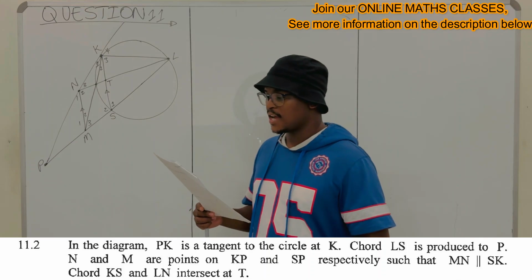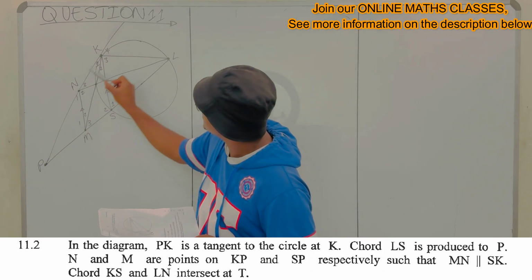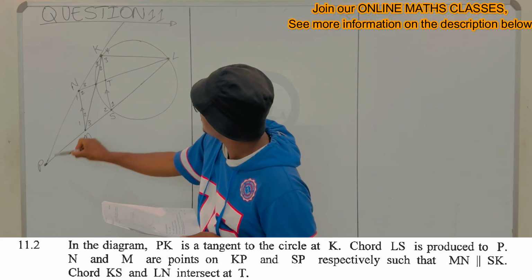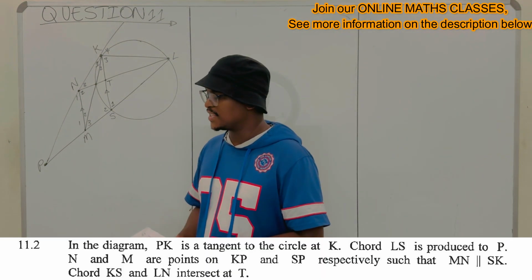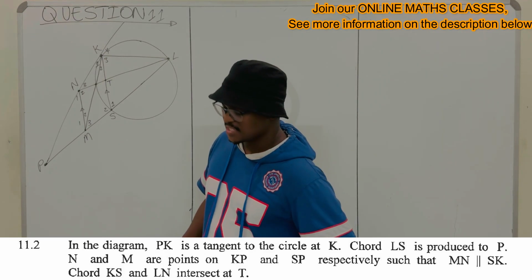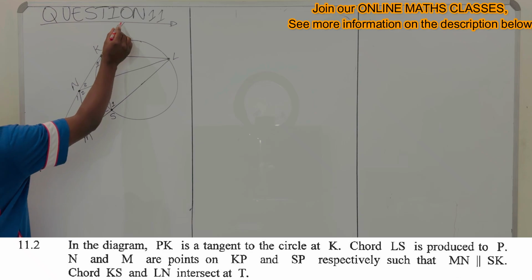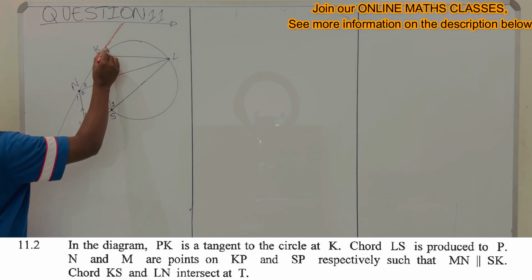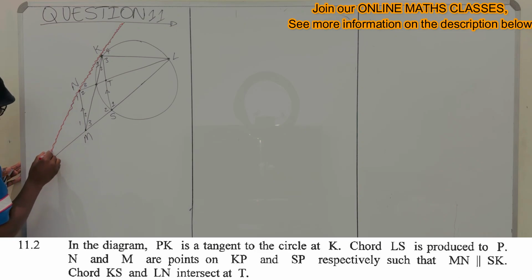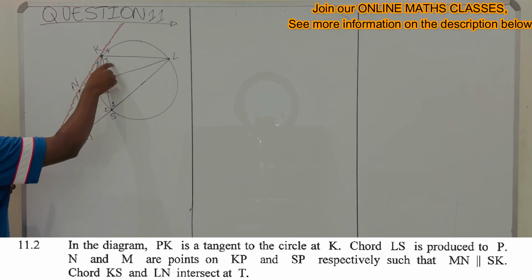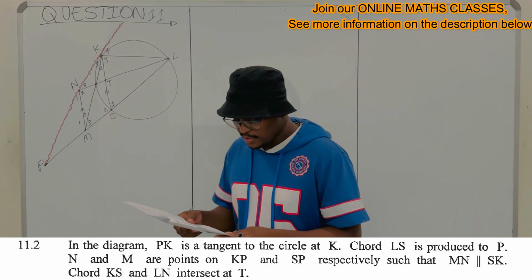So let's have a look at the diagram. They're saying PK is the tangent to the circle at K. So here's P, here's K. So this line PK over there is the tangent to the circle at K. So let's highlight this tangent of ours. So PK, is it this line over here? It's a tangent to the circle at point K over there. No problem.